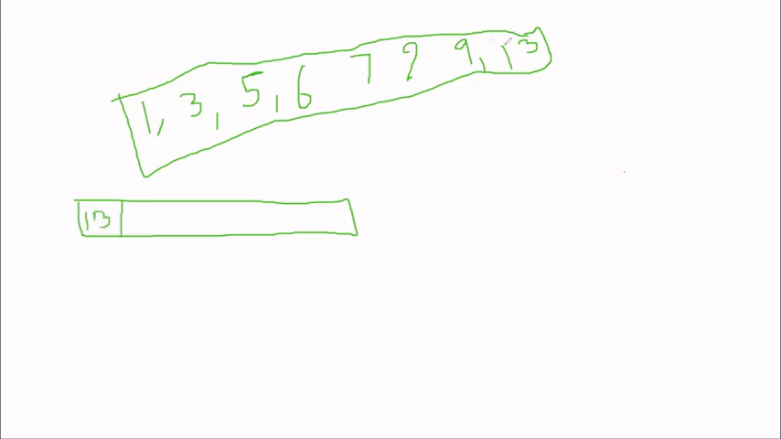13 is popped from here. Let's say this stack is S and this is T, where S means the main stack and T means the temporary stack. Now again I'll pop an element and store it in a variable V.